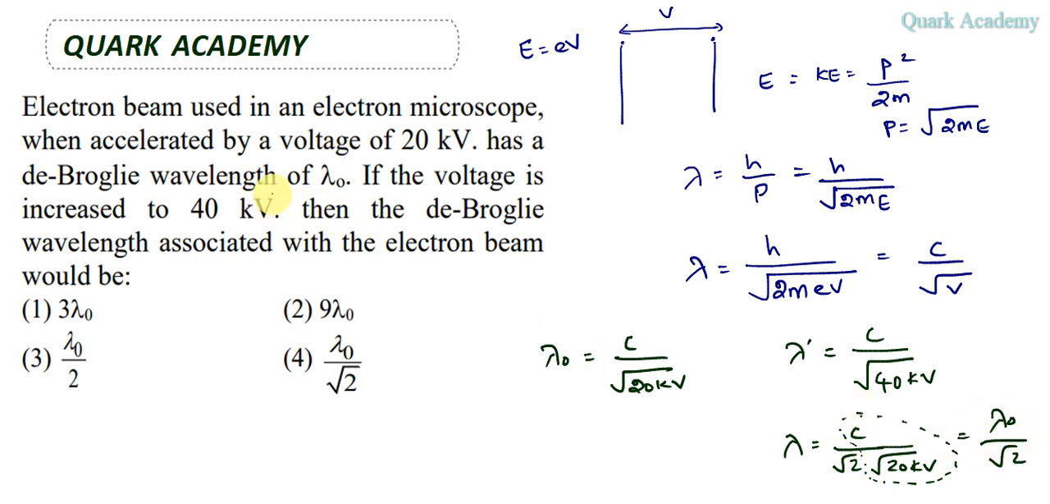So when we use 40 kilovolt, the de-Broglie wavelength becomes lambda 0 by root 2, where lambda 0 corresponds to the de-Broglie wavelength of this 20 kilovolt. So option 4 is the correct answer.